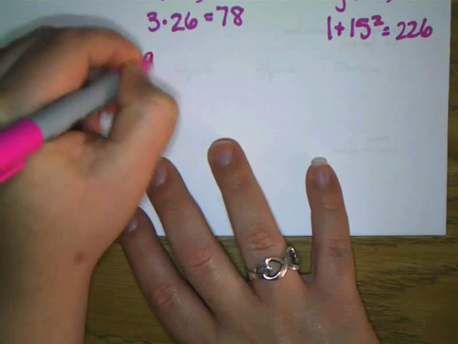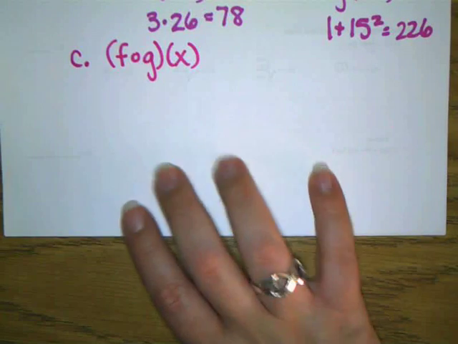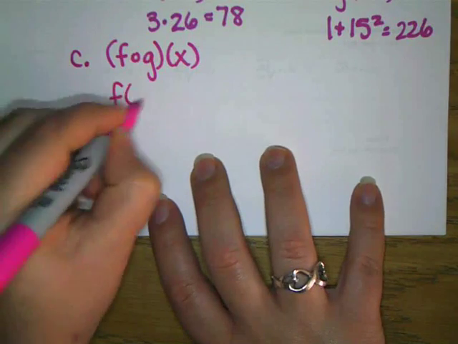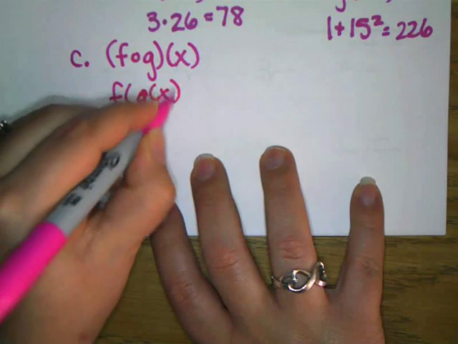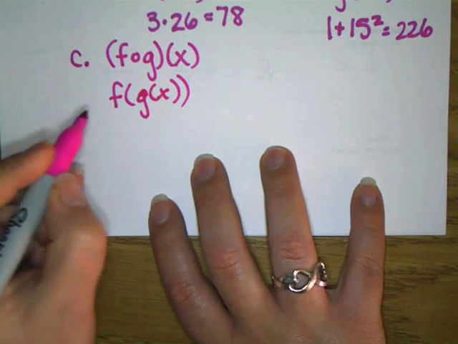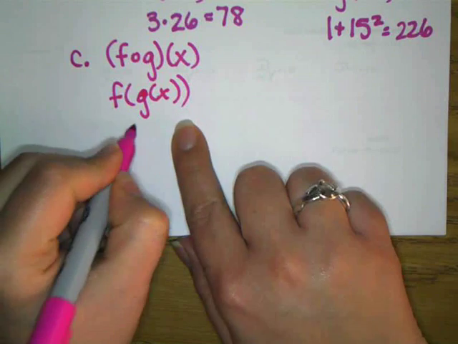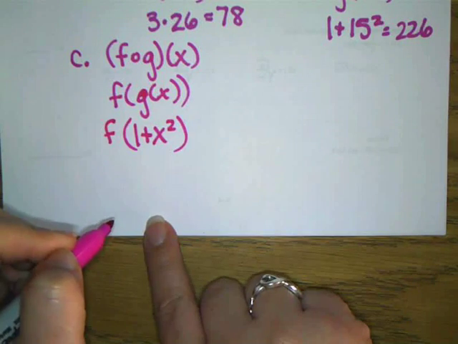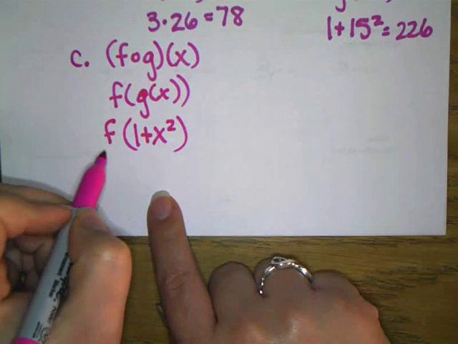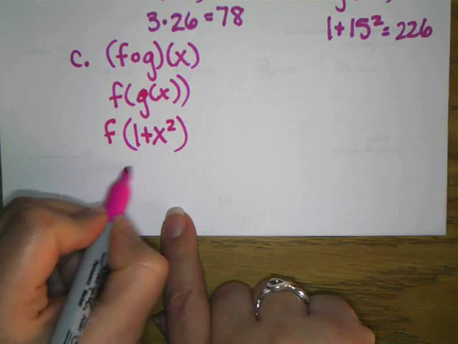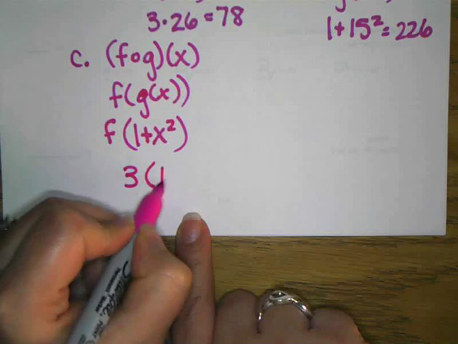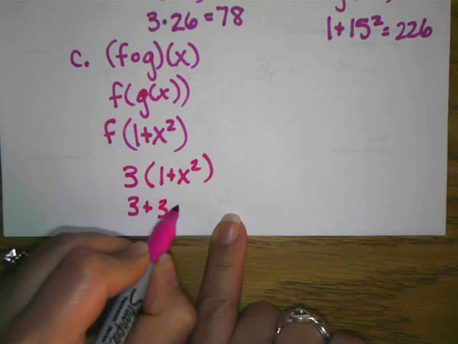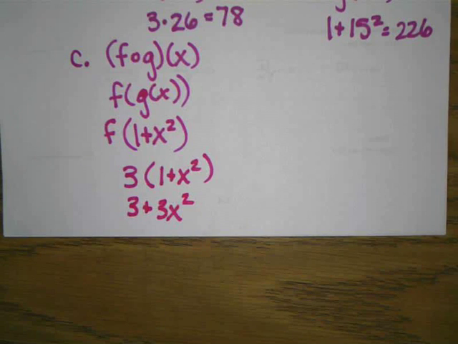So now if I have f of g of x and not a number, just like we defined it at the beginning. So g of x is 1 plus x squared. And now I want f of that. And the f function says 3x. So I have 3 times 1 plus x squared. And I can just distribute and get 3 plus 3x squared.